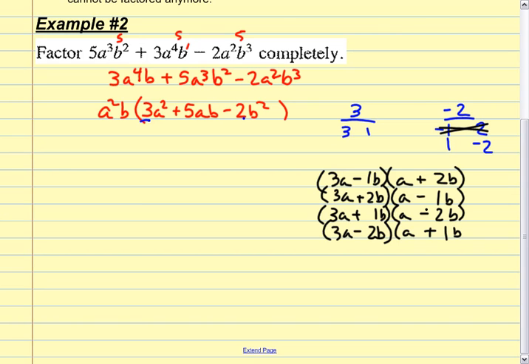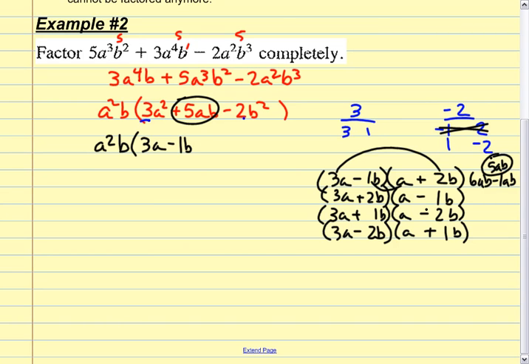Now, I need to multiply them. The thing I'm looking for is 5AB. So, remember, to do this, I multiply the outsides. That gives me 6AB. And the insides, minus 1AB. Together that gives me 5AB. So you know what? I'm actually going to use the same combinations but with different signs. Because this is what I want, positive 5AB. Exactly, so I found it on the first pair. So now I've got A squared B times 3A minus 1B, or just B, and A plus 2B.